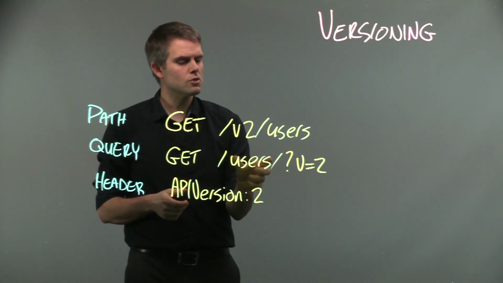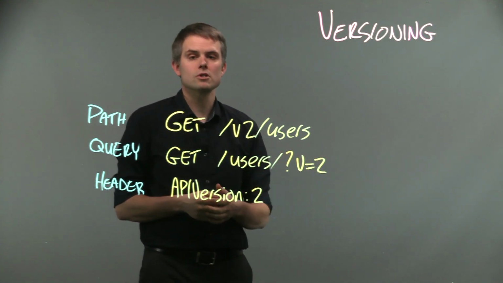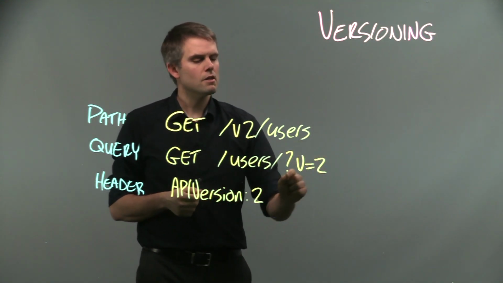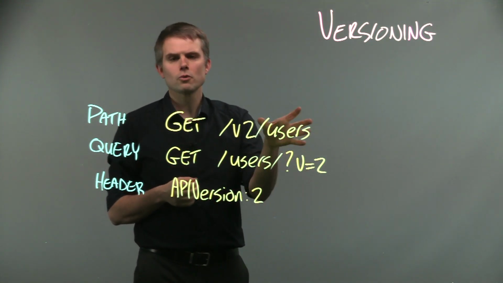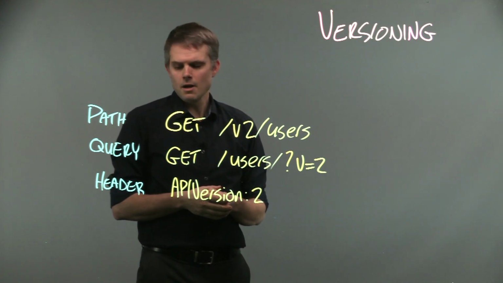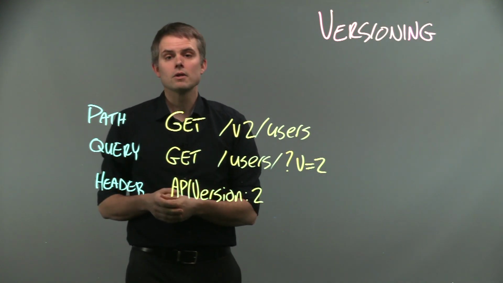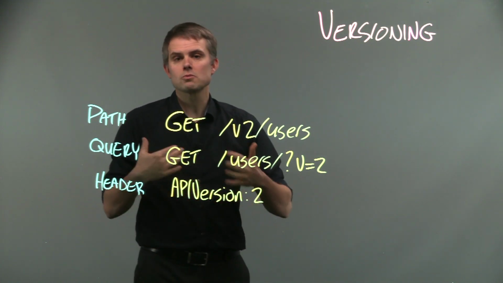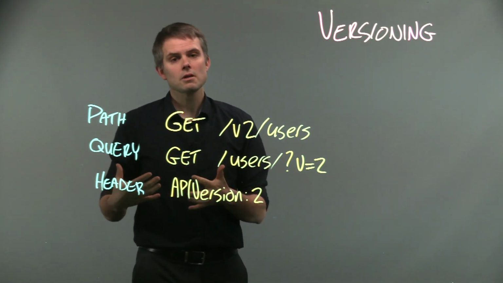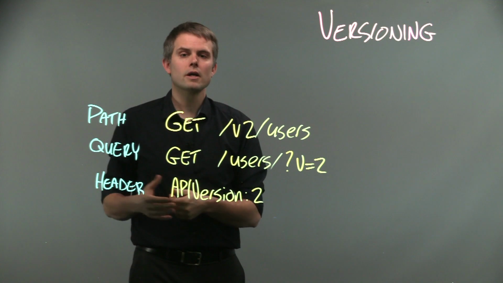Another way is to build it into the query. So here we're saying users?v=2. So we append the version as a query parameter. And that's another way, really similar to how we're doing it with a path. Finally, we can actually augment the header itself. So here we're saying API-Version: 2. We're adding the version number explicitly into the header. The nice thing about this approach is we don't have to change any client code at all if we add a new version.